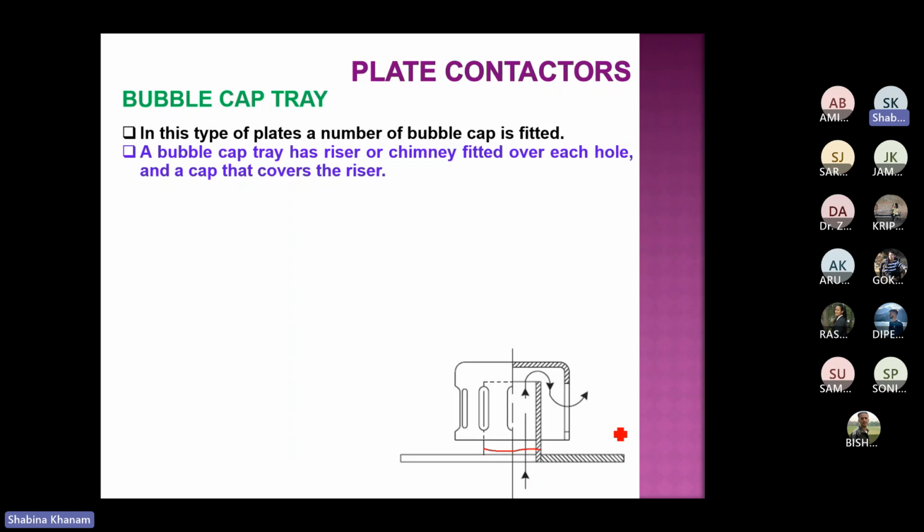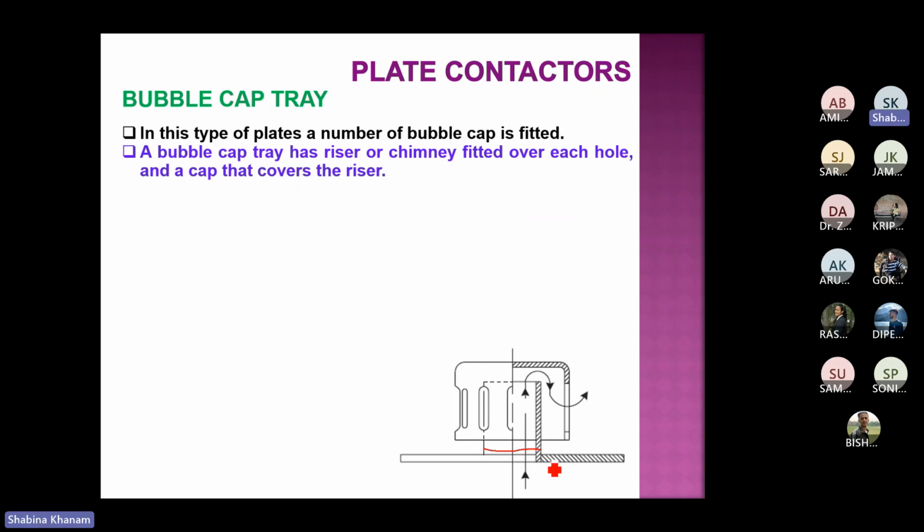So that hole is available, and inside the hole we weld one nozzle. Nozzle means this is a simple cylinder, nothing else. This nozzle or cylinder has sufficient height, and therefore we call it a riser. Over that riser we have the bubble cap, which stays over here, or we call it the cover.